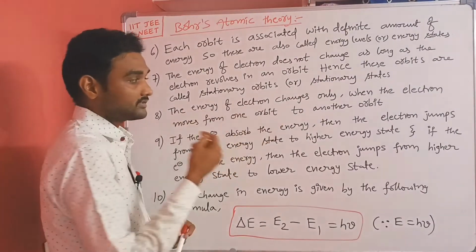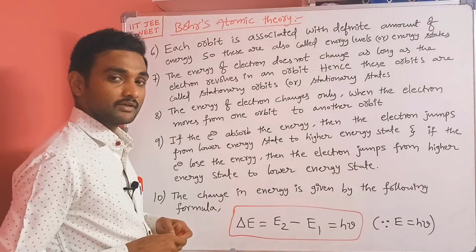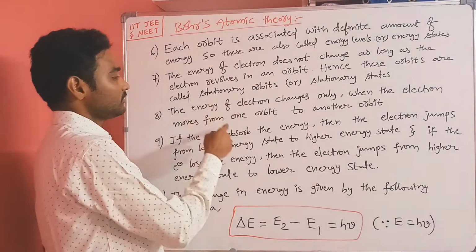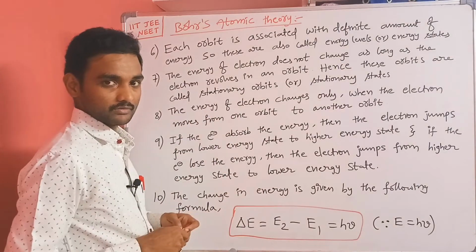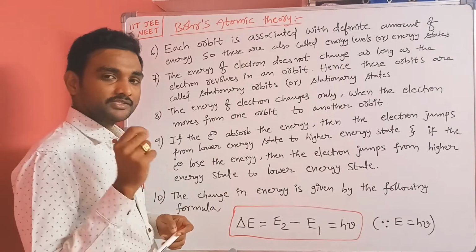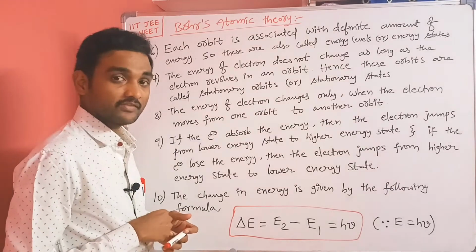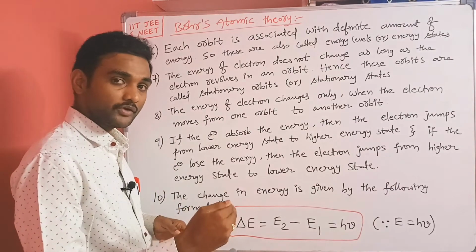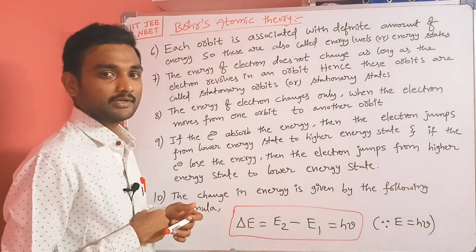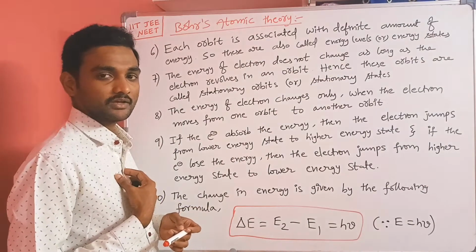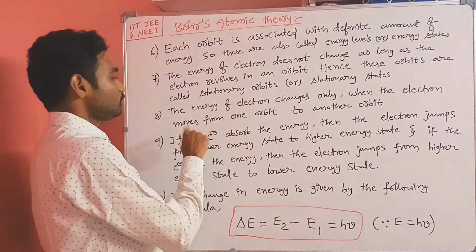Next is the eighth point. The energy of the electron changes only when the electron moves from one orbit to another orbit. Only then can we observe the change in the energy of the electron.